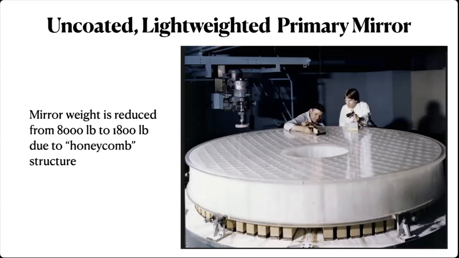Again, weight is everything when you're putting something in space. So with this mirror, you could see the structure. It's got a fairly thin top sheet here and a fairly thin bottom sheet, and in between you have this thick honeycomb structure which provides the stiffness for the mirror, and at the same time allows it to be light-weighted. And this is a good view of the opening in the center here.